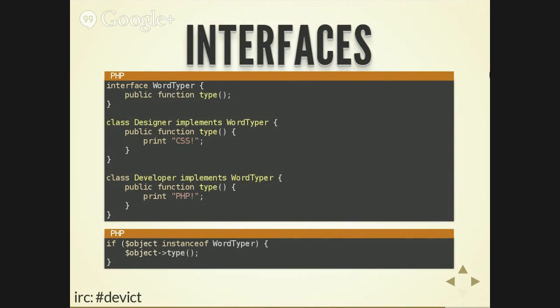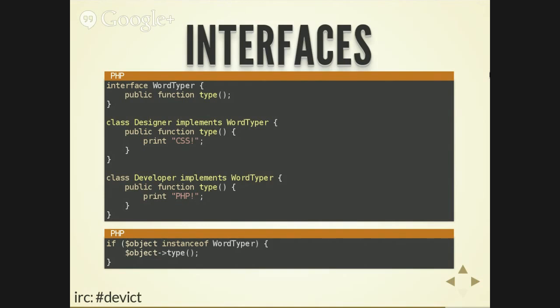So I do this somewhere in my application. Many lines later, I have this object. And in order for me to work with it appropriately, I need to know that it's a WordTyper. I don't care if it's a designer or a developer. That's not appropriate. I should know this is a WordTyper. So I can check: is this object an instance of WordTyper? Sure is. It implements that interface.